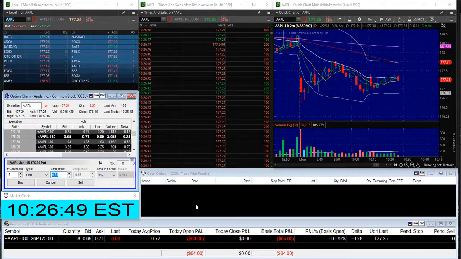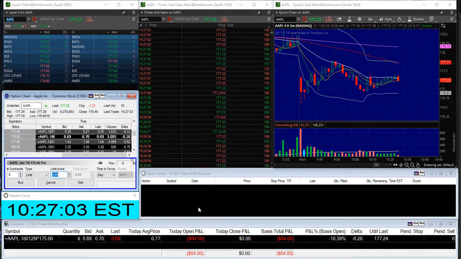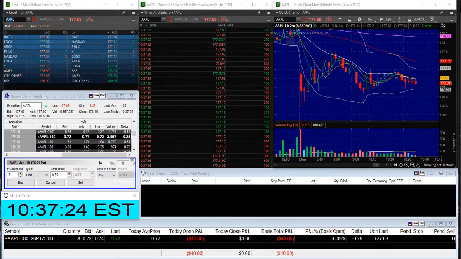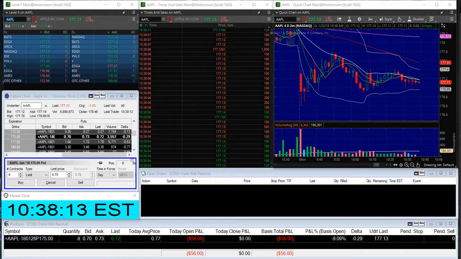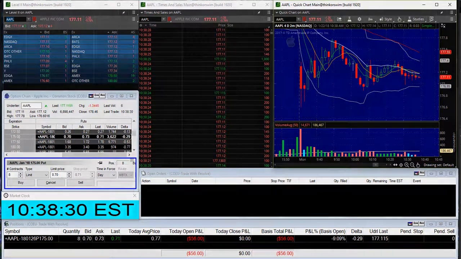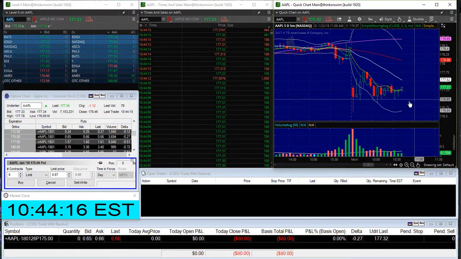So Apple is still going against me here. The price is starting to move higher. My stop loss is approaching, so I'll likely be exiting the position here for a small loss. Let's see what happens with it. So I am all out of the trade here for an $80 loss.